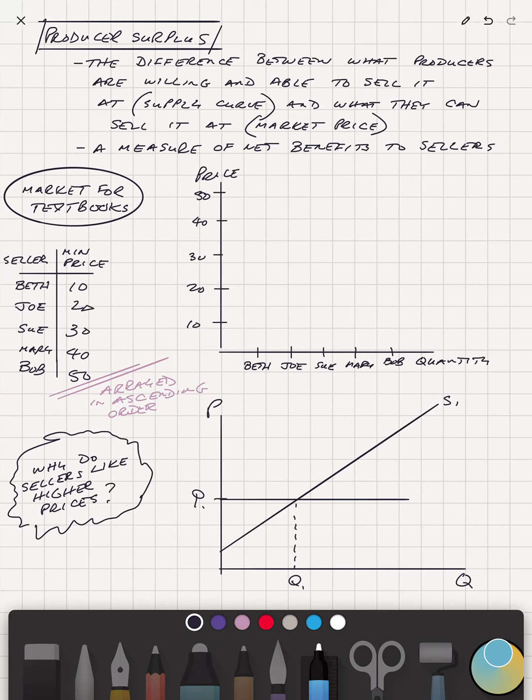Hey class, Alec here. Last time we looked at one side of the welfare coin, consumer surplus, and today we're going to look at producer surplus, the other side of that welfare coin.